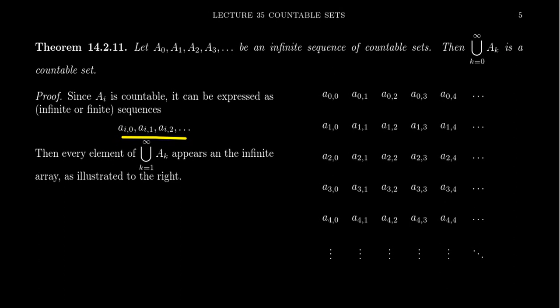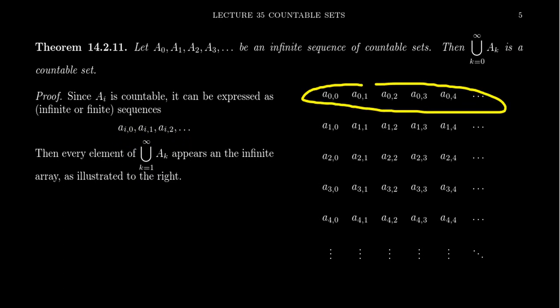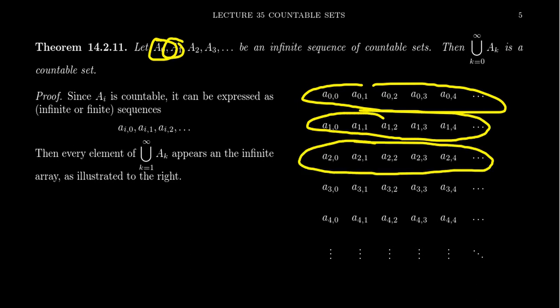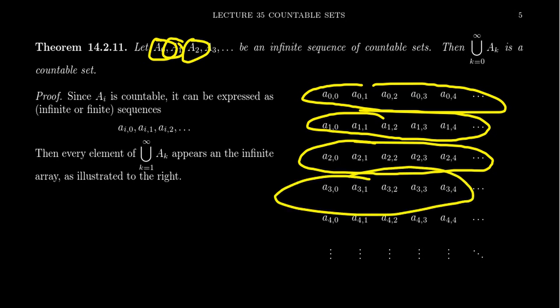Now, every element in the countable union can be arranged not as a sequence, but actually as a two-dimensional array, kind of like an infinite matrix over here, for which the first row of the matrix is the first set, A0. The second row of the matrix is the second set, A1. The third row here will be A2. The next row would be A3, etc. Okay, so that's how we've done it.